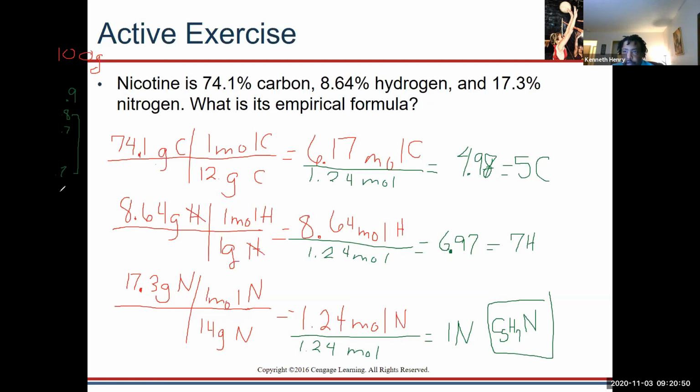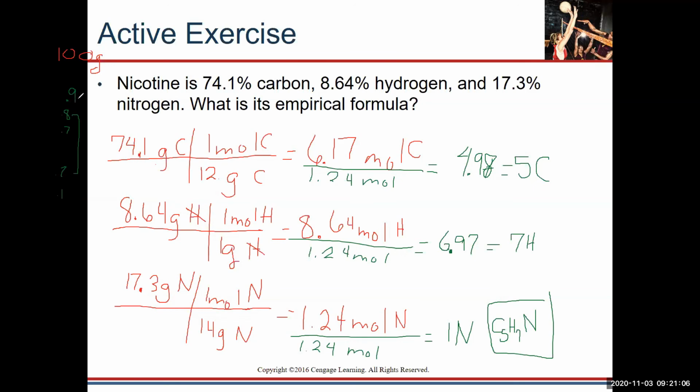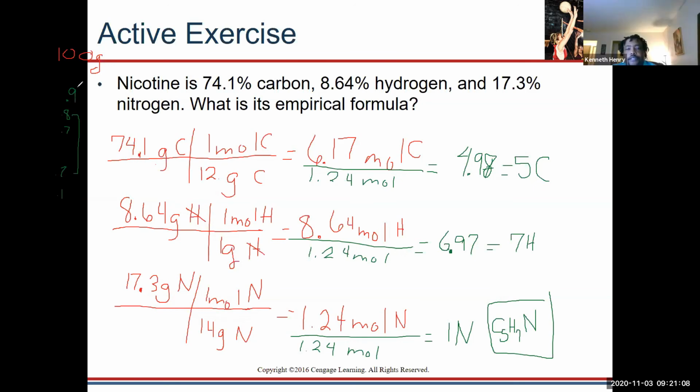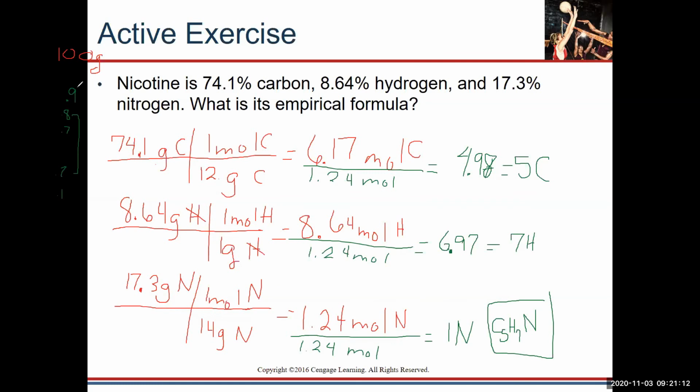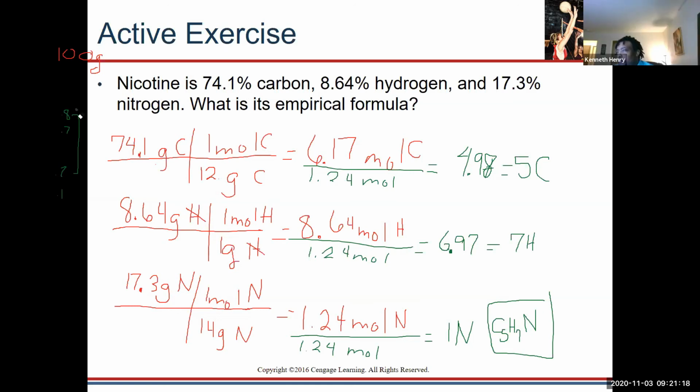If it's 0.1, then you can round. Do you understand? If it's less than 0.1, round down. If it's greater than 0.9, round up. Okay. Does that help?